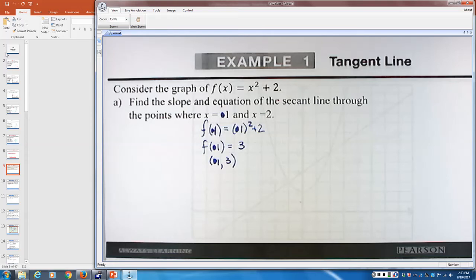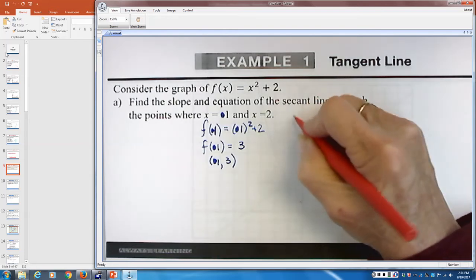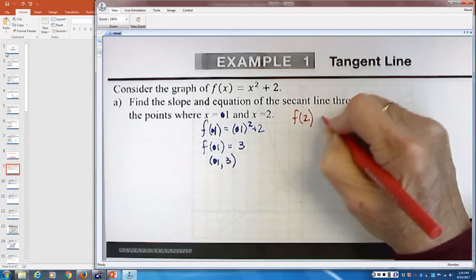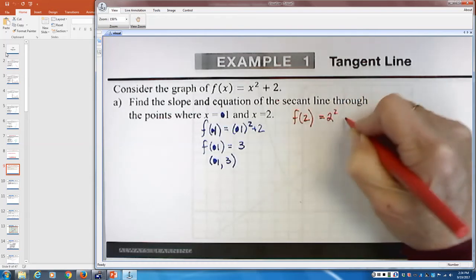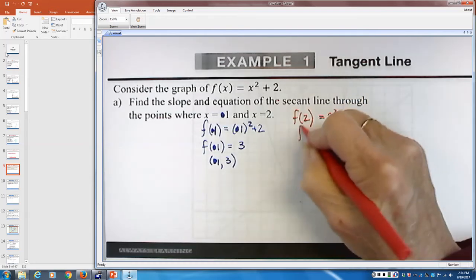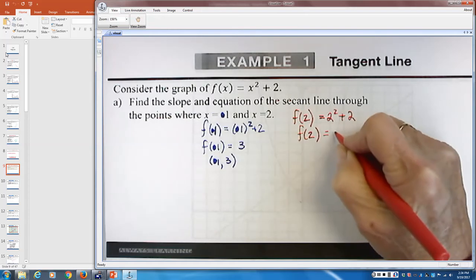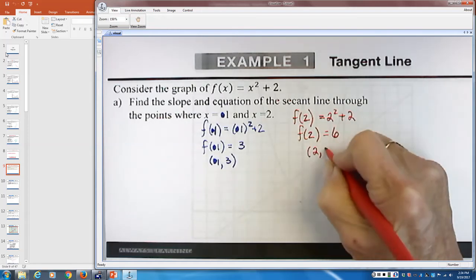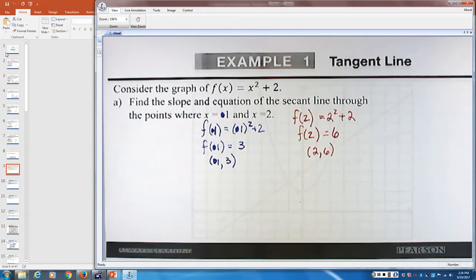That's one of the neat things about parabolas. The positives and the negatives are the same on both sides. Okay, now the other point is 2. Does yours say 2? Okay. So f of 2 is 2 squared plus 2. So f of 2 is 4 plus 2 is 6. So we have the point 2, 6. Okay?